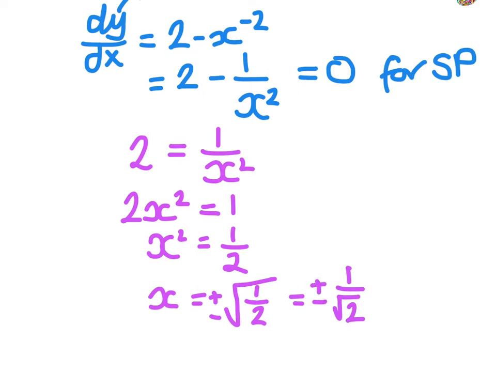So I've found the two possibilities for the x coordinates. So there are two stationary points here. One is when x is positive 1 over root 2, and one is when x is negative 1 over root 2. I'm going to do the nature tables now for each of those points. So same as before, we are drawing a table. We're going to have x, we're going to have the derivative, and we're going to have the shape or the slope.